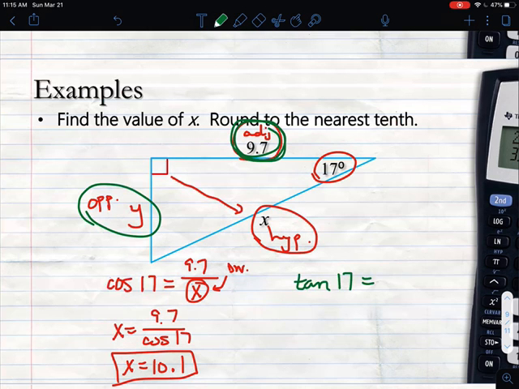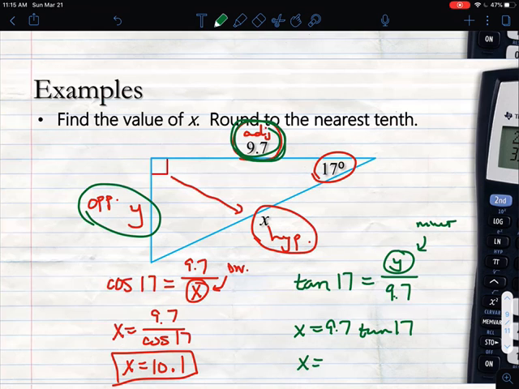And so when I'm looking at this, for tangent, as I set up my fraction, I do the opposite, which in this case is y, divided by the adjacent, which in this case is 9.7. And so now when I look at the equation, I notice y is on top, so I'm going to multiply. And so when I take 9.7 times tangent of 17, and I plug that into my calculator, when I hit enter, I get a value of about 3.0 when I round. So like 2.96, which rounds to 3.0, and so there are my two values.